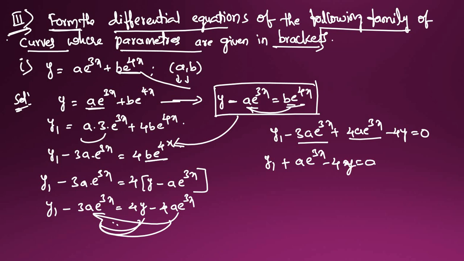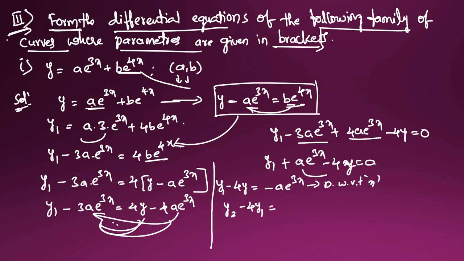Now from this I will do one thing. I will write y1 minus 4y is equal to, taking this to the right side of the equation, minus a into e power of 3x. Then I will differentiate again with respect to x. It becomes y2 minus 4y1 is equal to minus a into 3 into e power of 3x.